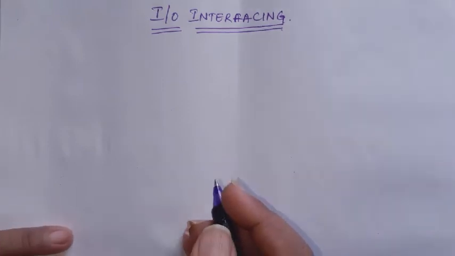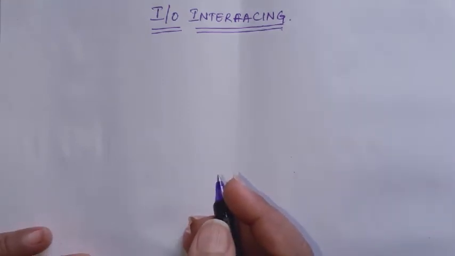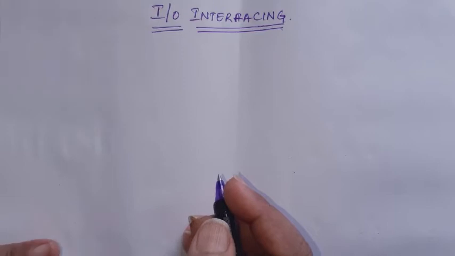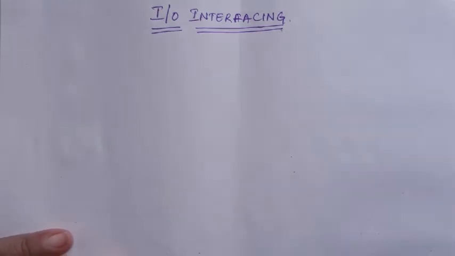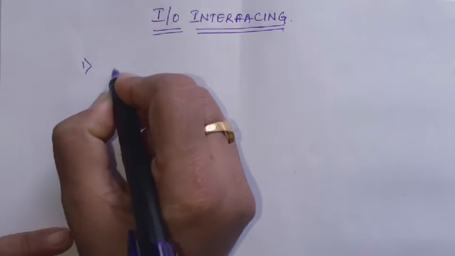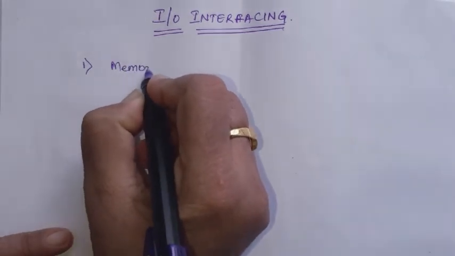Hello students, let's discuss I/O interfacing. That means how to connect input-output devices to the processor. So there are two schemes for I/O interfacing. One is memory mapped I/O.